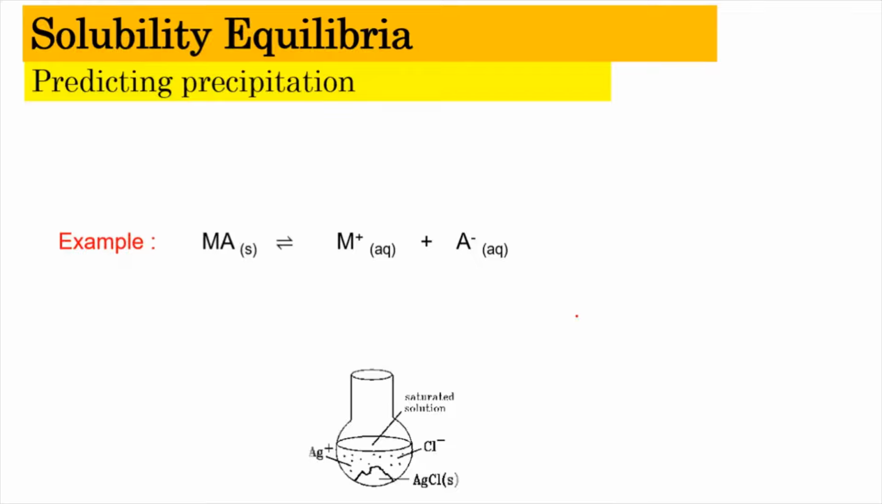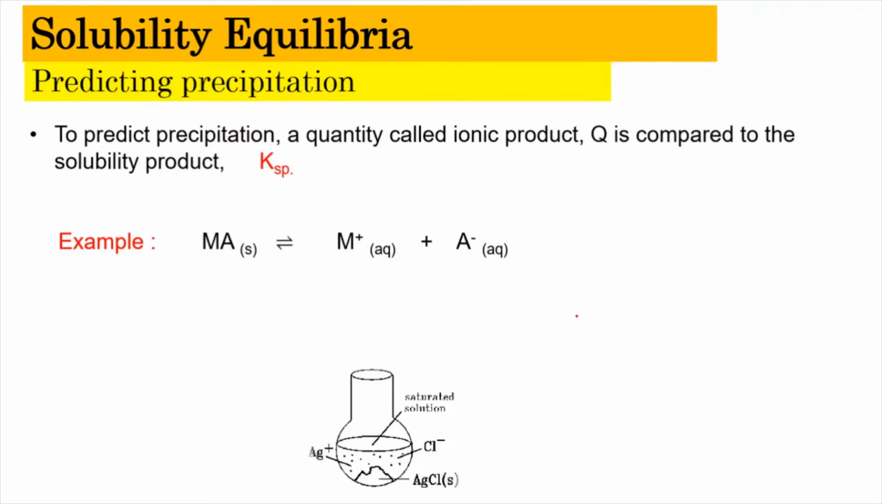Now we're going to look into another part, which is the idea of predicting the precipitation, iaitu pemendakan. So in order to predict precipitation, a quantity called the ionic product Q is compared to the solubility product, which is the KSP. So let's say if you have an ionic solid here. When it is in equilibrium, it's going to produce M plus aqueous ion as well as the A minus aqueous ion, the same as what we have seen before.